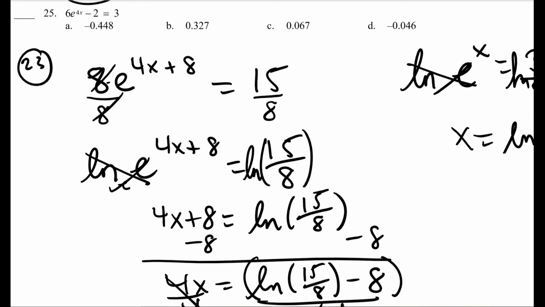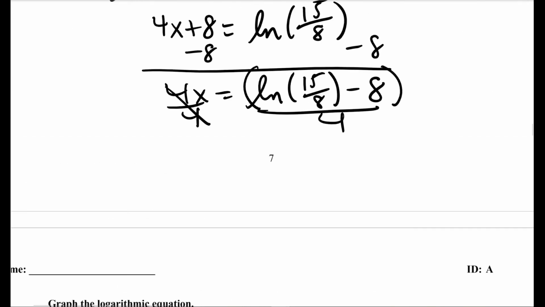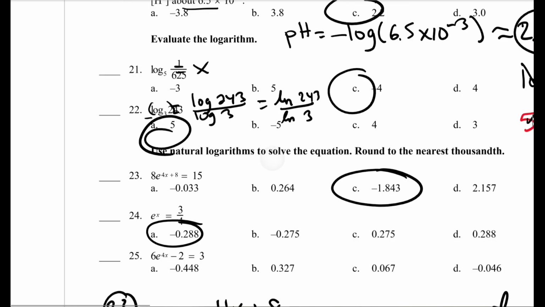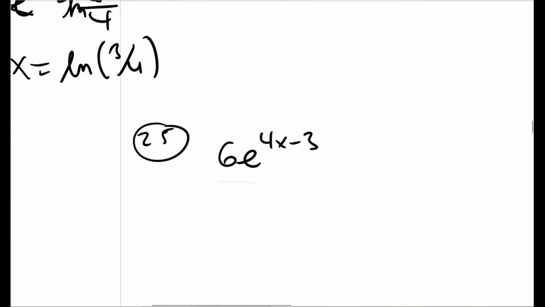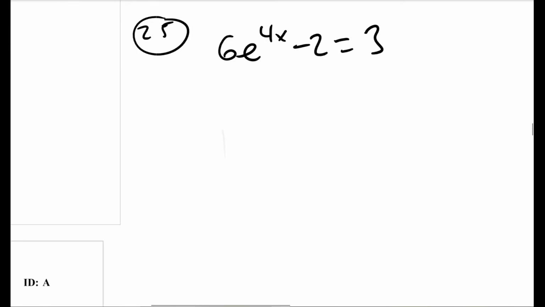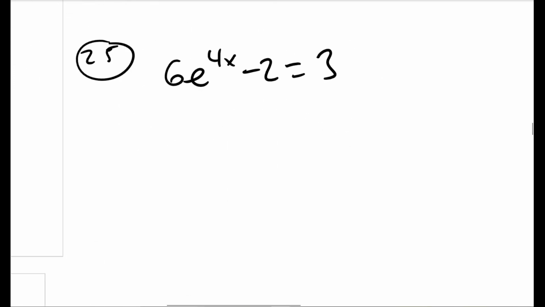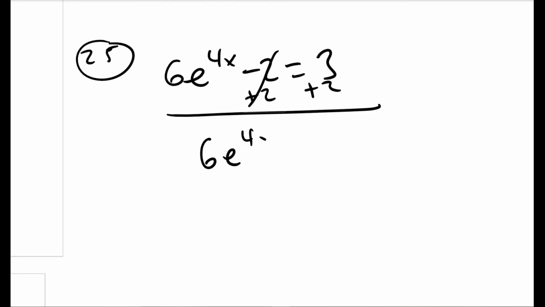Okay, go ahead and do it over here. So we have 6e to the 4x minus 2 equals 3. All right, if we want to solve this equation, we're going to have to move the 2 over to the other side. So I'm going to go ahead and add it over. Now I got to get rid of the 6 next, and that 6 is multiplying, so I got to undo that by dividing both sides.